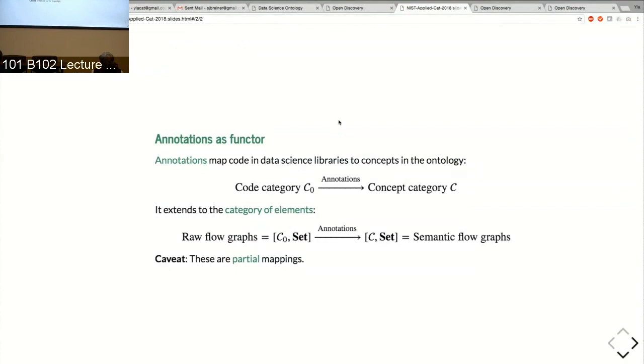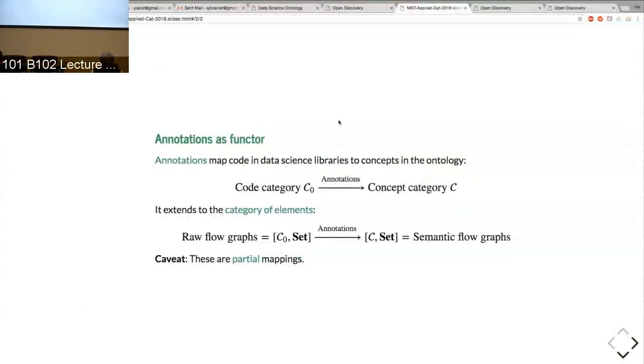Now, let me just say that this somewhat elegant picture has to confront reality in one unfortunate way, which is that it's very impractical to suppose that you will have an annotation for every type or function that a programmer would use. So in some sense, this functor has to be partial and then it has to be completed, but that's not something I'm going to go into.